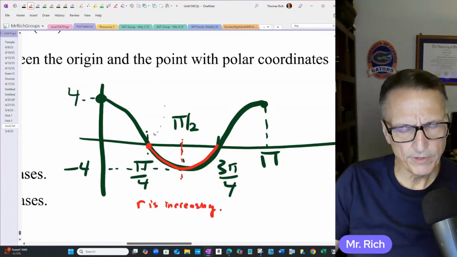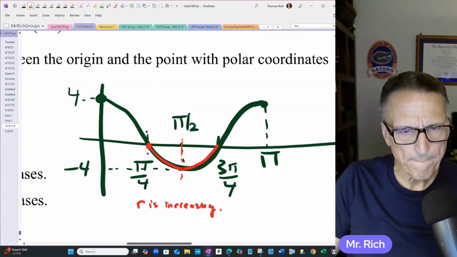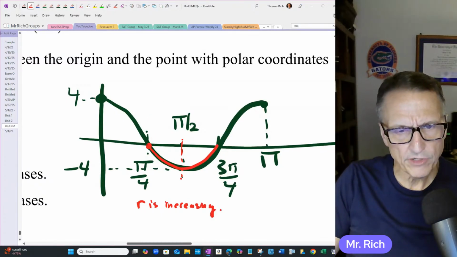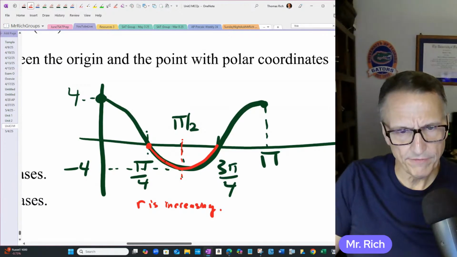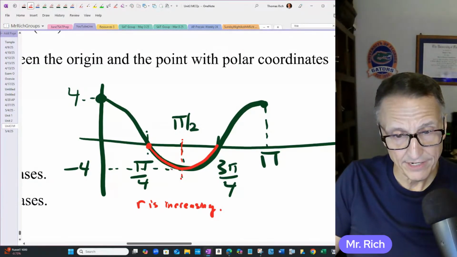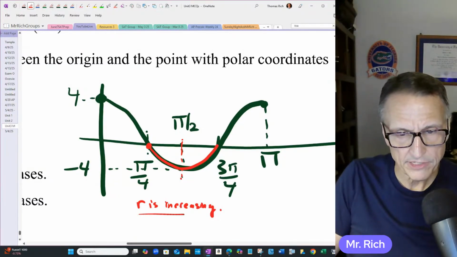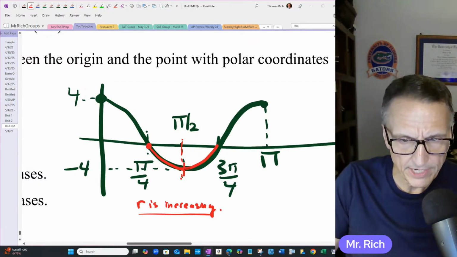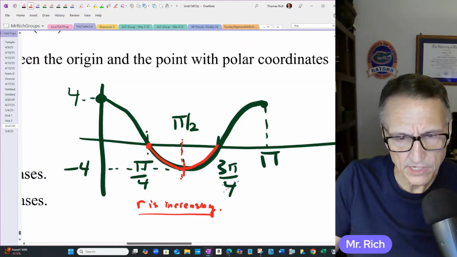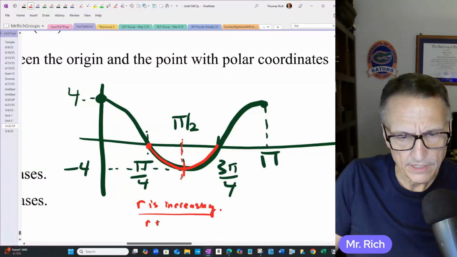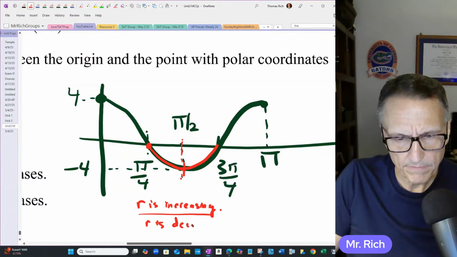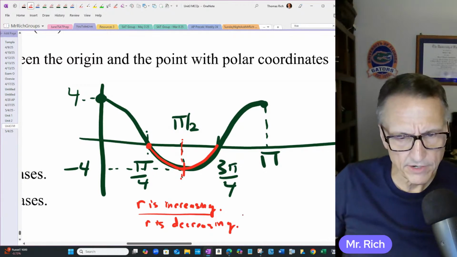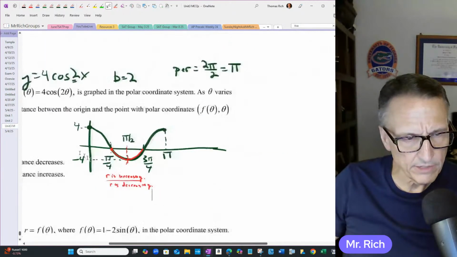Because what's the function doing? The function's decreasing, but it's also negative. So if the function is decreasing and negative, then we know that r has to be increasing. But as soon as it gets past pi over 2 and starts heading back towards the x-axis, r is going to be decreasing. So I need to choose an answer that says that r increases and then it decreases.